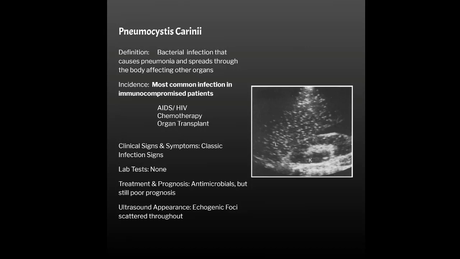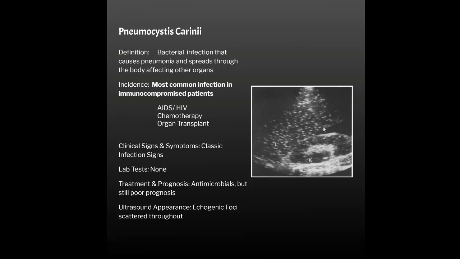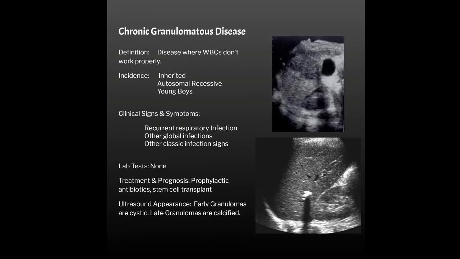So pneumocystis carinii, when we do see it by ultrasound, actually takes on that starry night appearance. But we're going to combine that with the fact that the patient is immunocompromised and that they have had a recent pneumonia infection. Chronic granulomatous disease is also another one of those diseases where you really just kind of need to know what it is and how it affects the body. But again, it's pretty rare and most likely won't be seen by ultrasound.